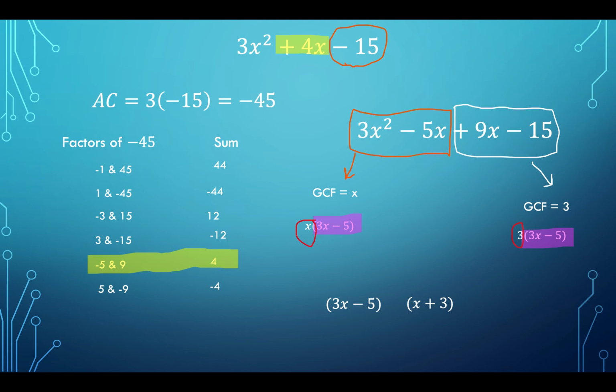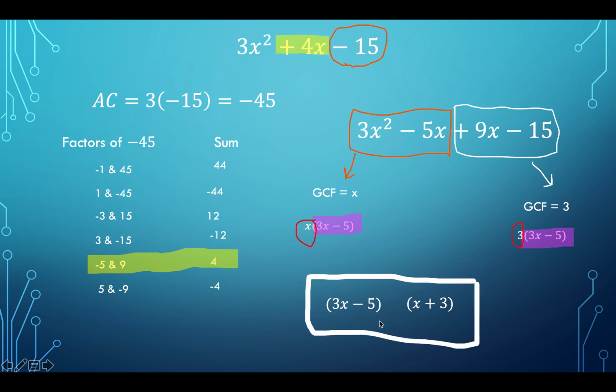So my factored form of 3x squared plus 4x minus 15 is 3x minus 5 times x plus 3. Now, if I wanted to check this to see if this was a correct answer, how would I do that? I would use FOIL and I would get this answer back. So this right here inside this white highlighted box is our final answer.